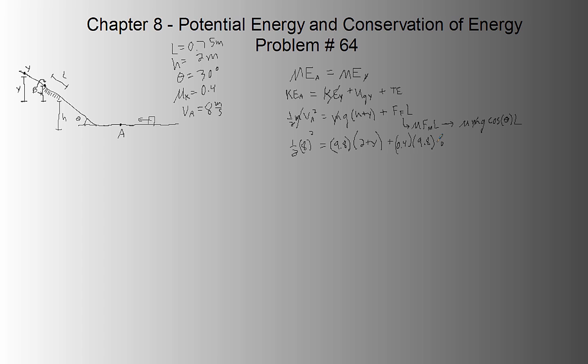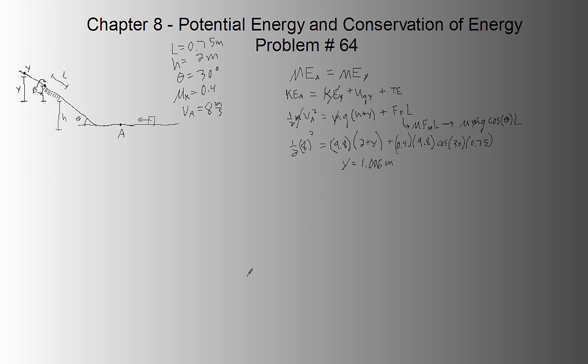G is 9.8, cosine 30. L is 0.75. So solve all this for Y. Y is the only unknown left. Y is going to equal 1.006 meters.